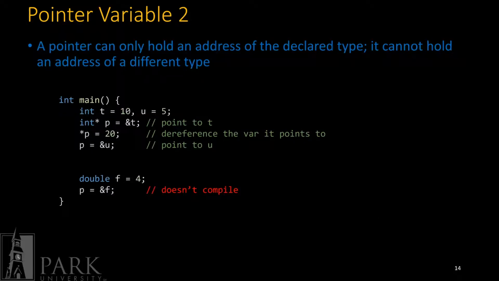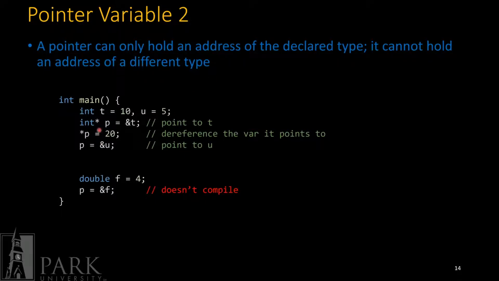We can also modify a pointer to have it point to a different int variable. Since p is an int pointer, it can only point to an int. So that brings up the point, pun intended, that a pointer can only, let me get my laser pointer, this is critical, a pointer can only hold an address of the declared type. It cannot hold an address of a different type.